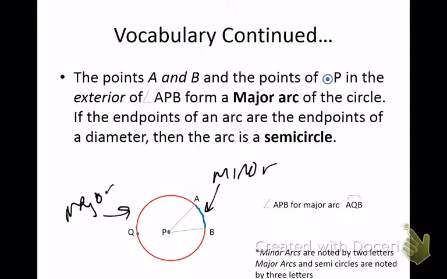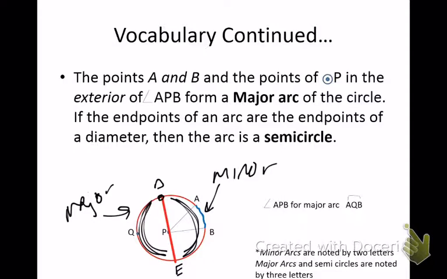Another quick definition for you here is if the endpoints of an arc are the endpoints of a diameter, then the arc is a semicircle. In other words, we're cutting the circle in half. So this guy right here, call it DE, is the diameter. So angle DPE would be a straight angle. And so it cuts the circle in half. So there's this guy and this guy that are semicircles.